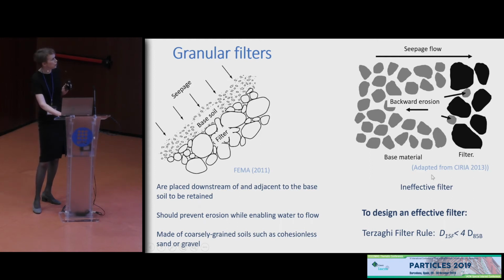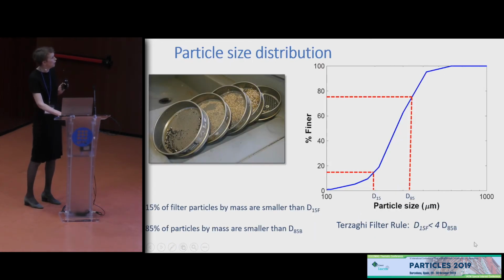Traditionally, geotechnical engineers use Terzaghi's filter rule, and this filter rule compares the D15 of the filter to the D85 of the base. D15 means 15% of the filter particles are smaller than that size, and D85 means 85% of the base particles are smaller than that size.